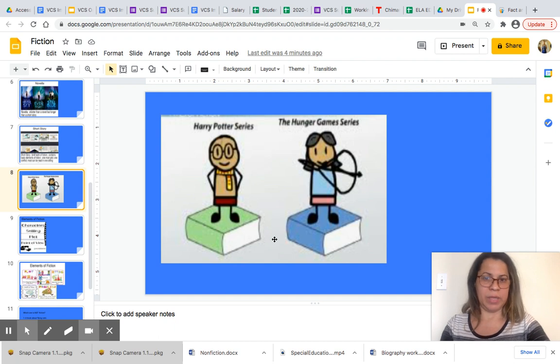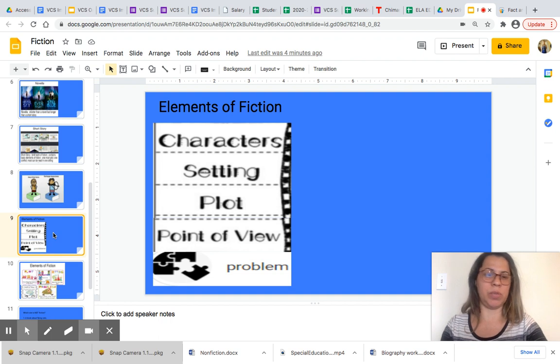I have here a visual of two books that I consider very popular and I love them. Harry Potter and The Hunger Games. They are both fiction. Now, since we learned about fiction and types of fiction, we are going to learn about elements of fiction. Elements of fiction are characters, setting, plot, point of view, and problem.